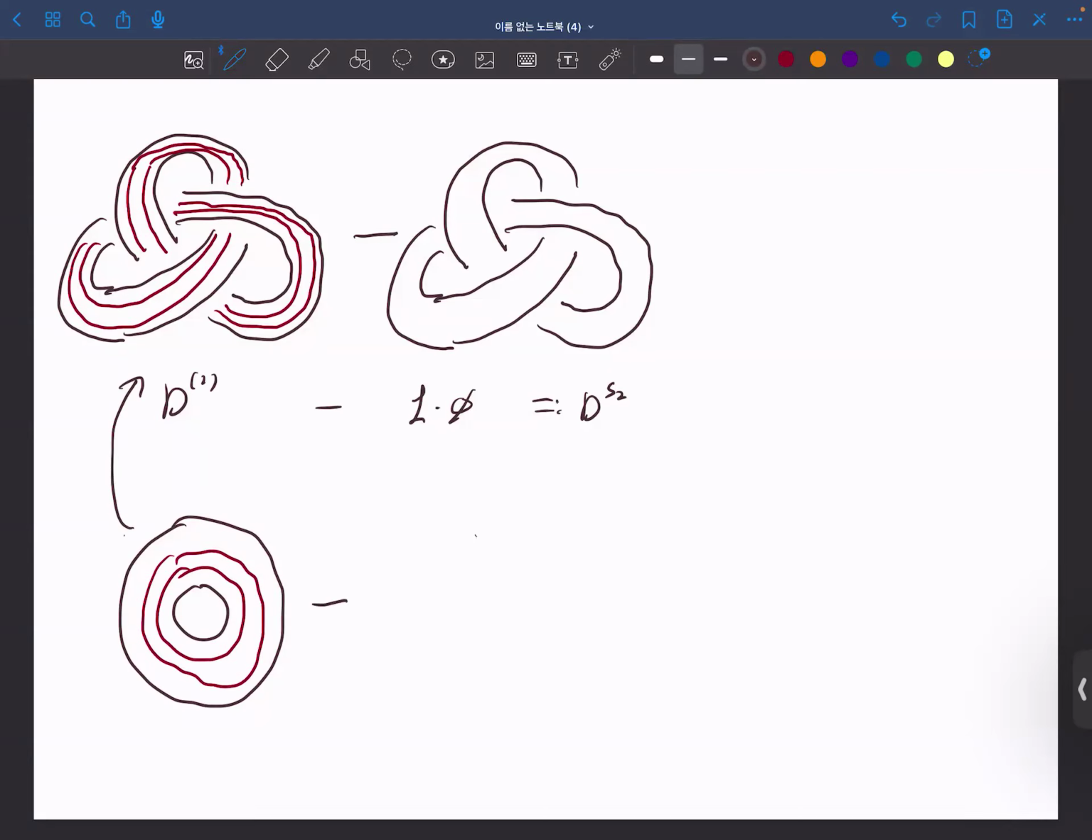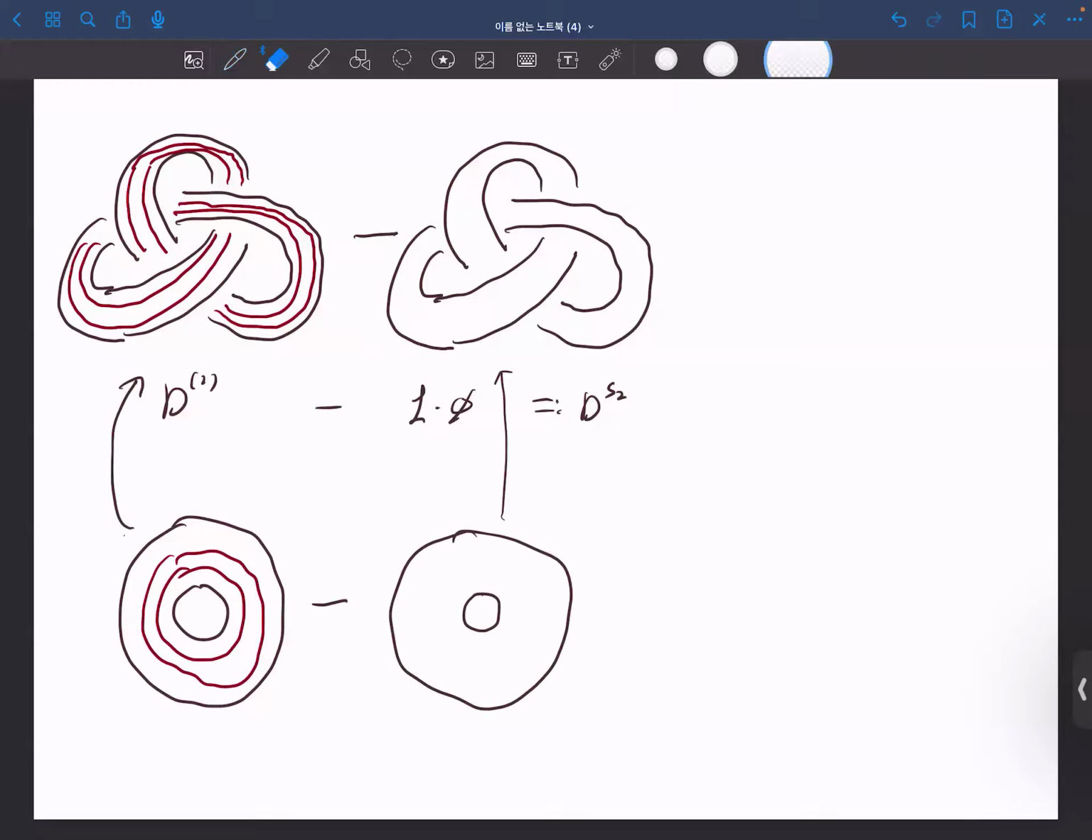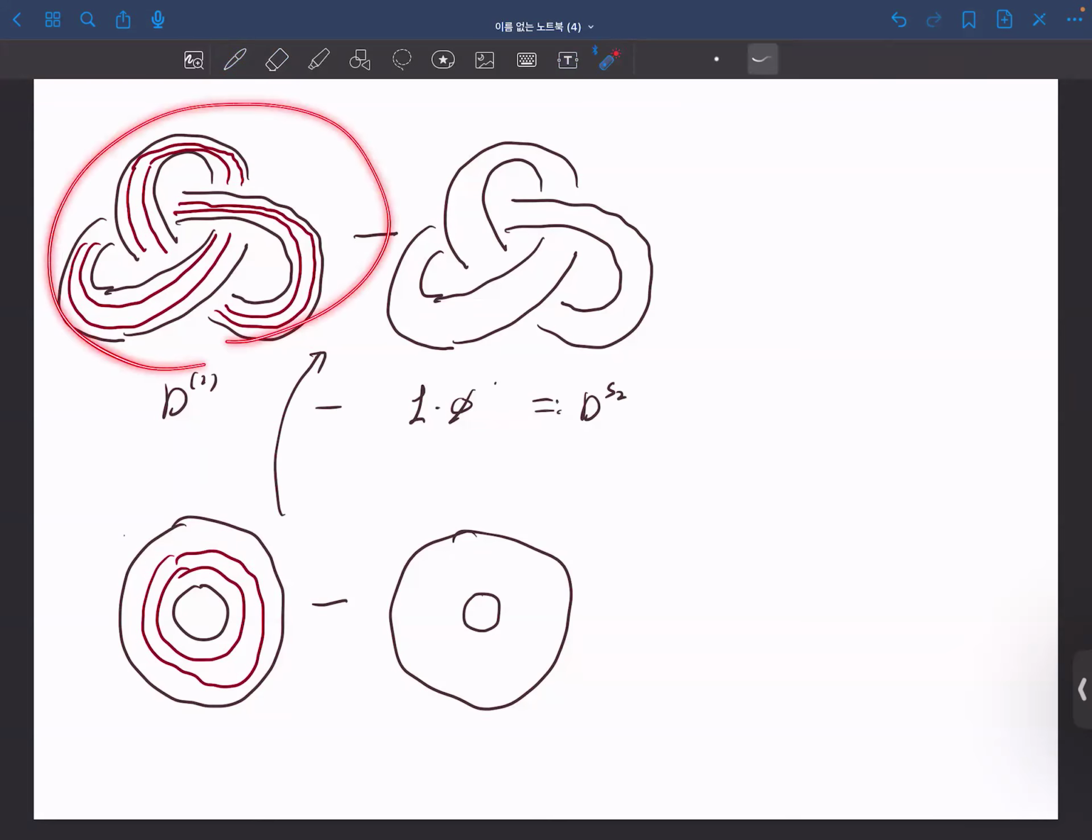And at the same time, again we take an annulus and put nothing and put here. So if we say this summation is one element in some space, then we just put it to the band obtained from the given diagram, and then we obtain the S2. Let's say this is S2.